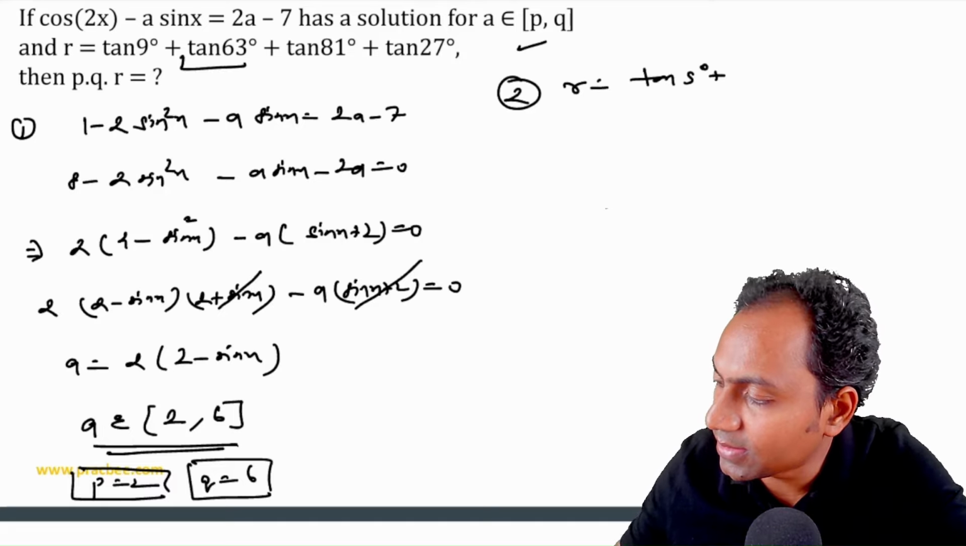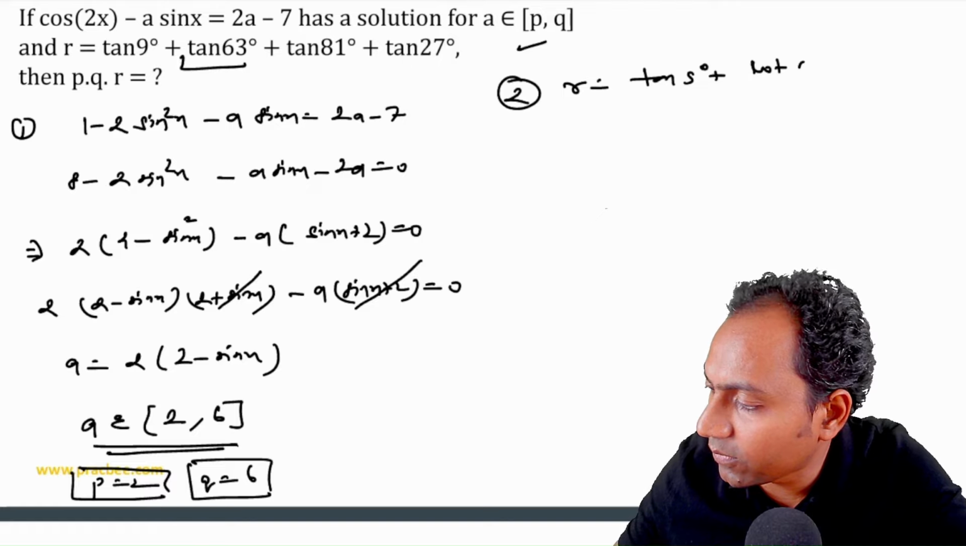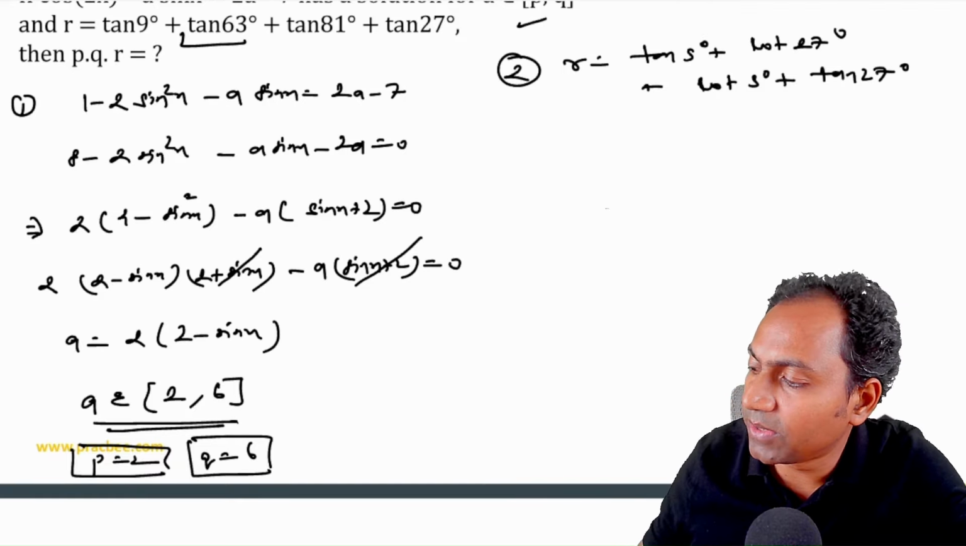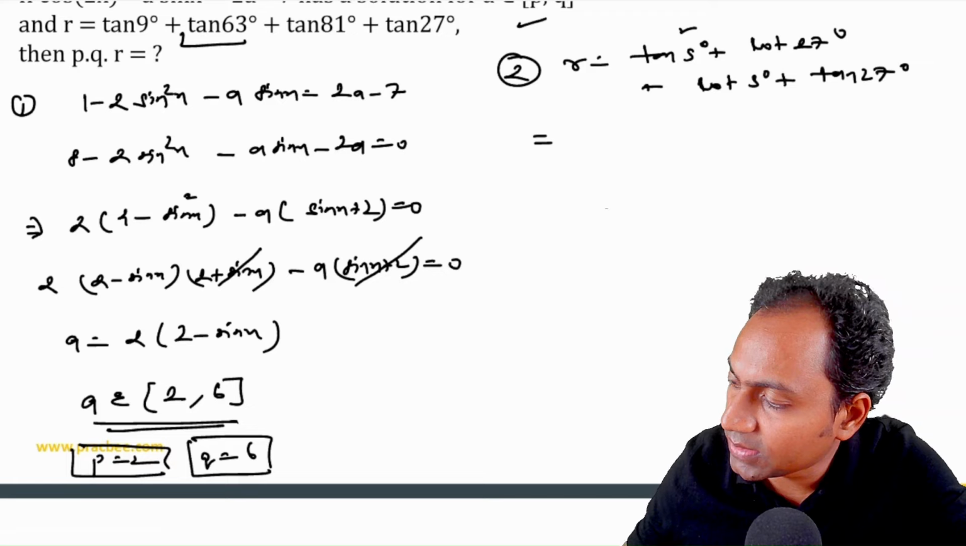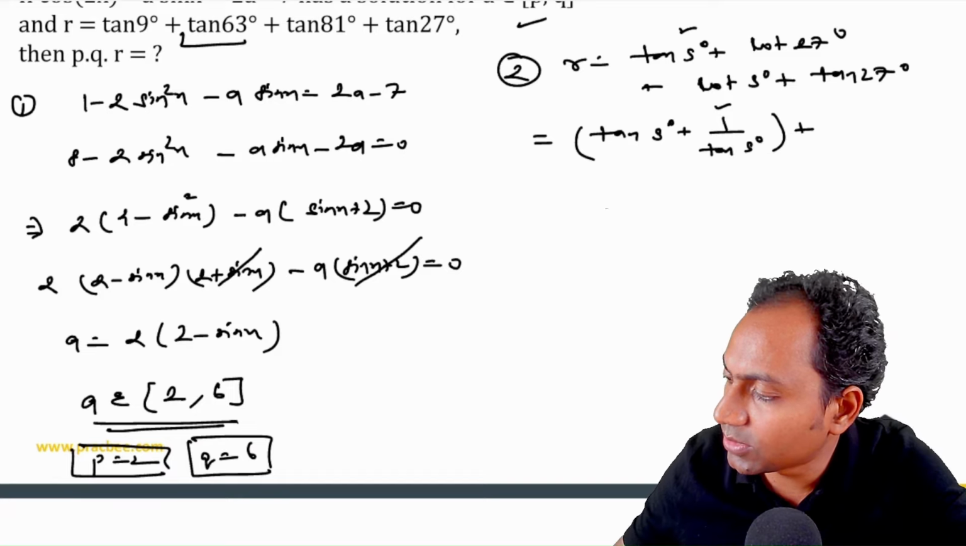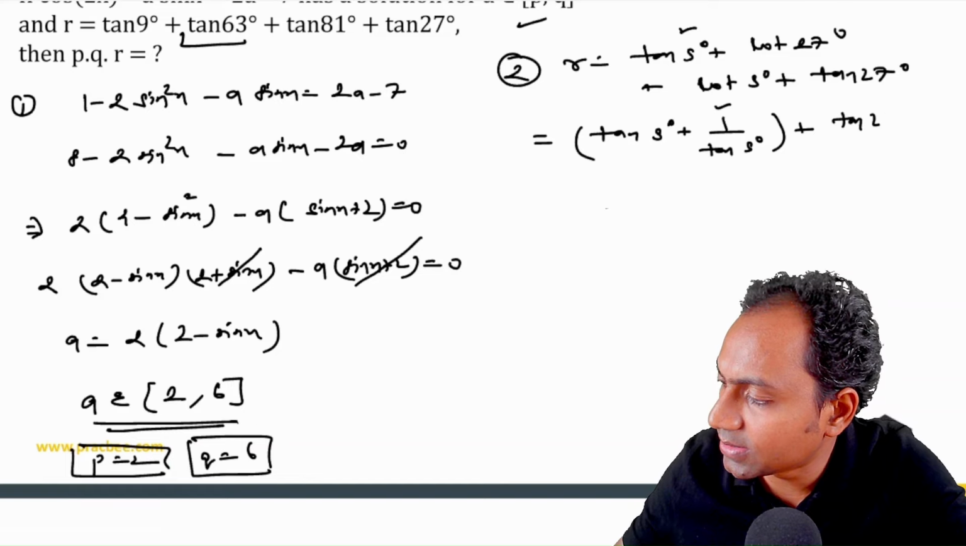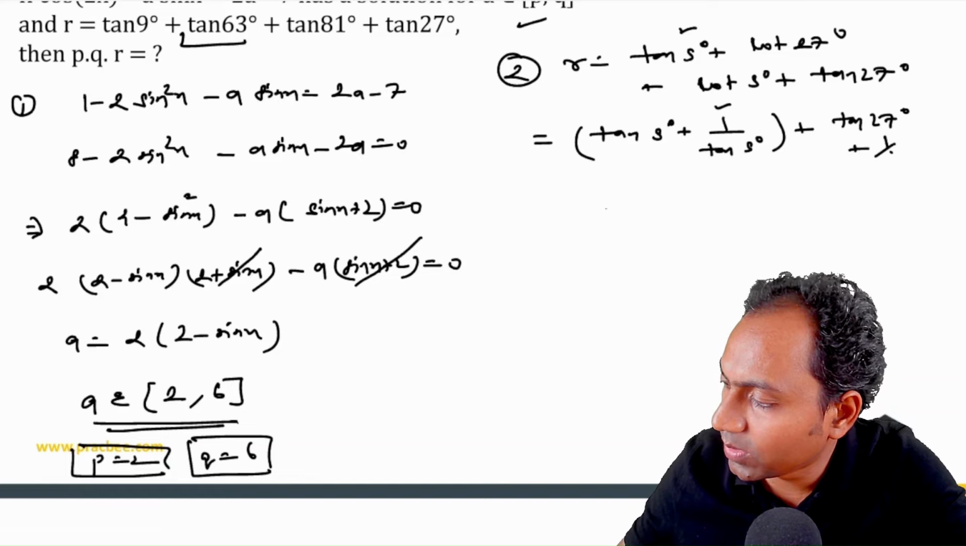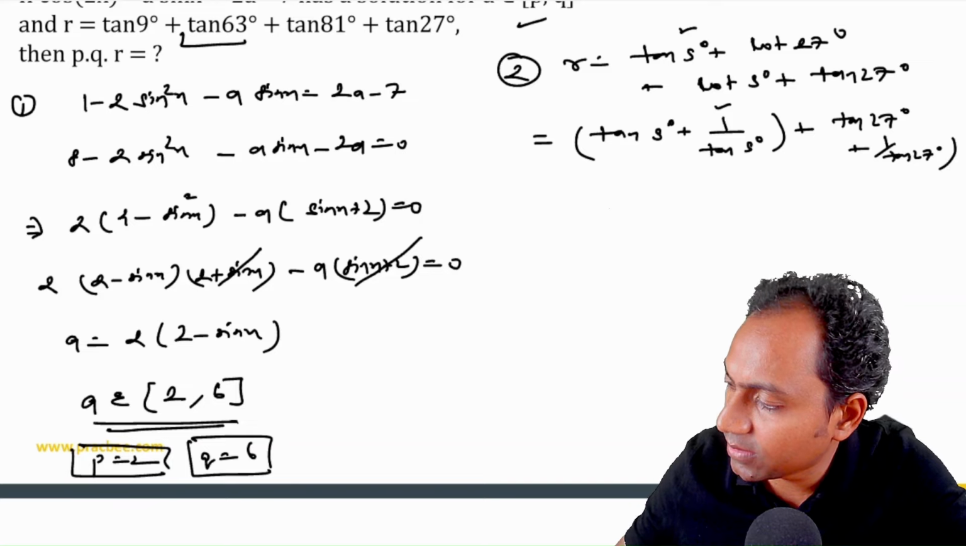This can be written as nothing but cot of 27 degree. The next part can be written as nothing but cot of 9 degree. And the last part can be written as nothing but tan of 27 degree. If I simplify this further, the first and the third term can be written as nothing but tan 9 degree plus 1 by tan 9 degree. And the last two terms can be written as tan 27 degree plus 1 by tan 27 degree.